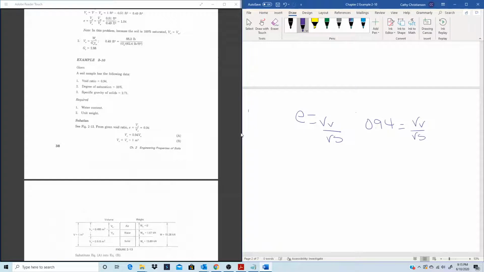It gives us degree of saturation, and we're going to have to assume 1 meter cubed. So let's go ahead and solve.